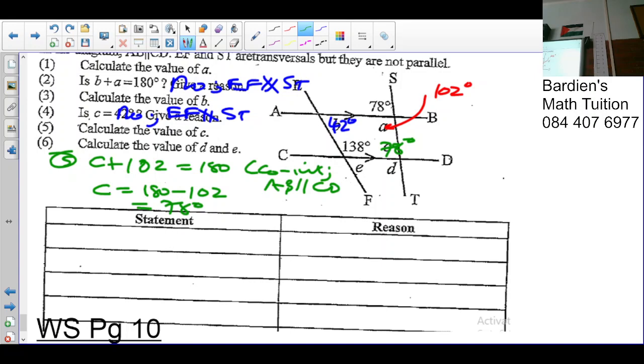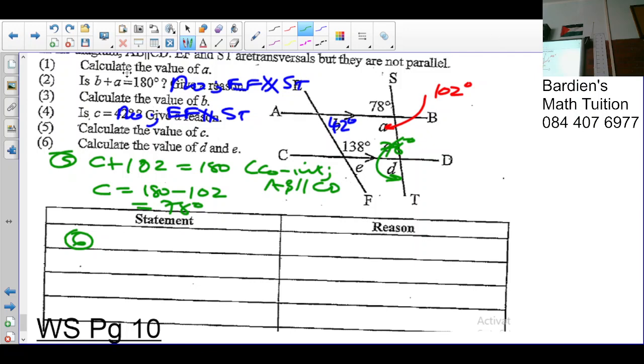Number 6, they ask you to work out, calculate the size of D and E. How can you calculate D? Corresponding, yes. Do you see that F being formed there? That angle is equal to that angle. You say that D plus 78 is equal to 180, angles on the straight line? Absolutely. Okay, you all agree with that?